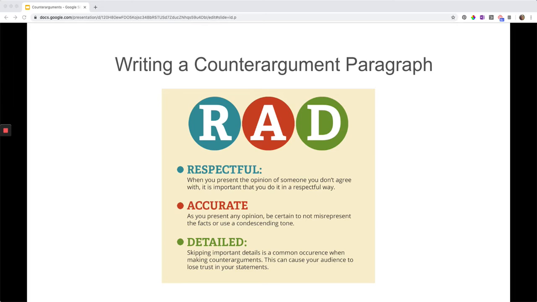So the first thing when you're writing your counter argument paragraph is make sure that you are aware of the RAD method. And the most important thing about this is to be respectful. When you're presenting a counter argument or your opposing opinion, make sure that you respect that opposing opinion. It would be similar to as if you were having a face-to-face conversation. Just be respectful. Even though you may disagree with that opinion, just show respect.